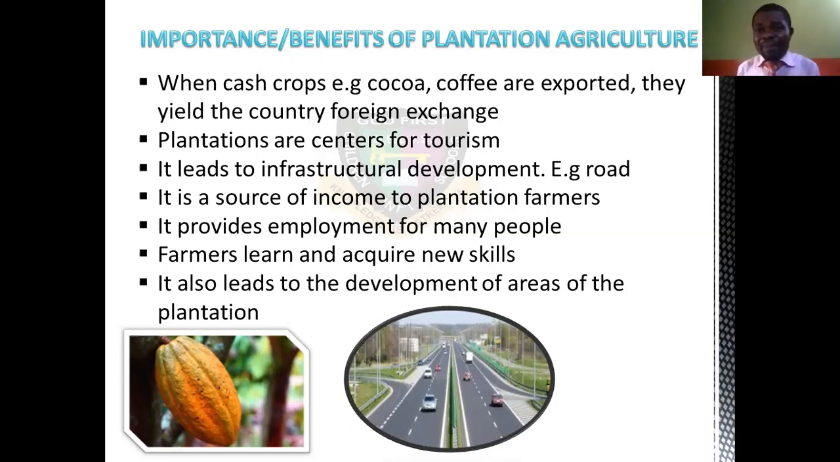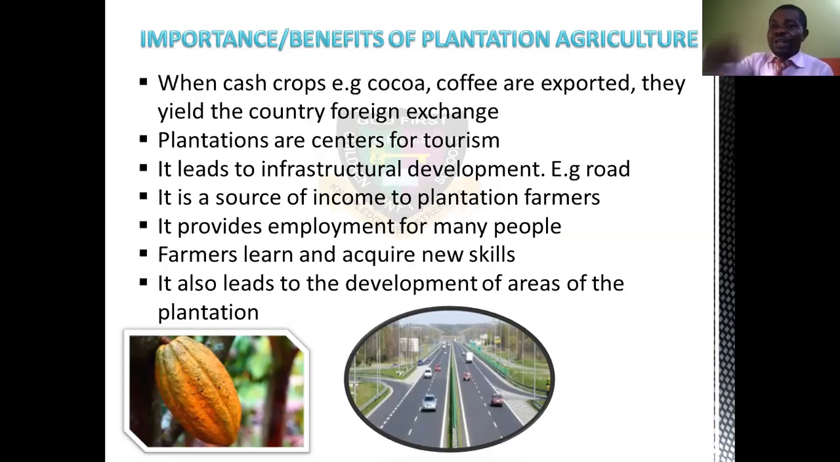It provides employment too for many people. Those that come to weed, you remember we said it requires a large labor force. Those that you employ to work for you, it is a job that they do from there. Each time they come to work there, then you that own it too, that is your job. Then farmers learn new skills while they do this. What you have done yesterday, we want to do today. You see that you have learned new things from them.